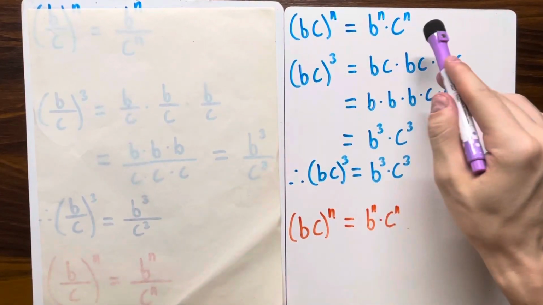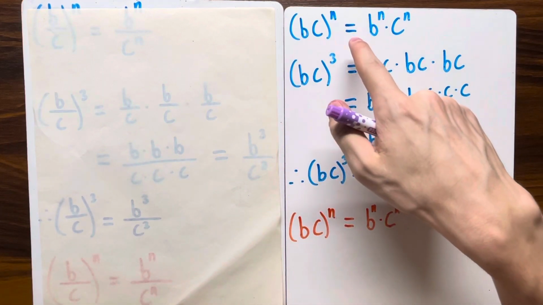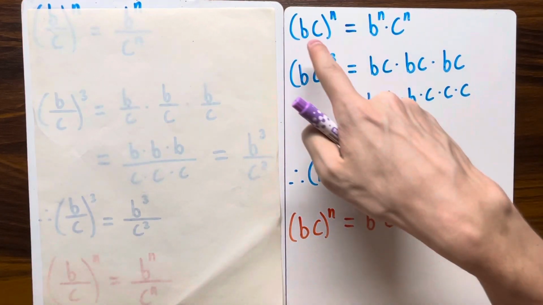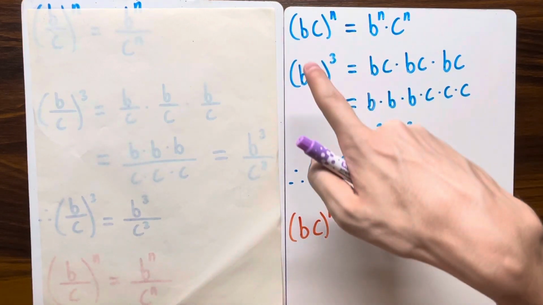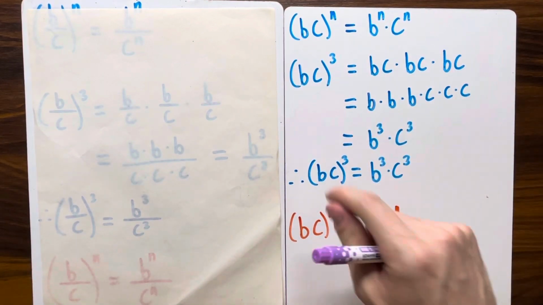There is this exponent property where a product to some exponent is essentially the same thing as the individual products to that exponent. So for example here, (b times c) raised to the n power is the same thing as b to the n power times c to the n power. To see why this is actually true, we can look at an example.